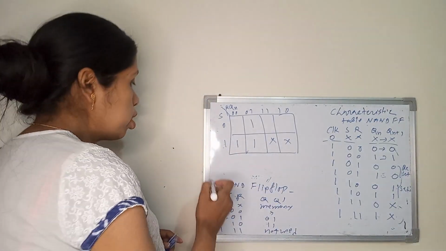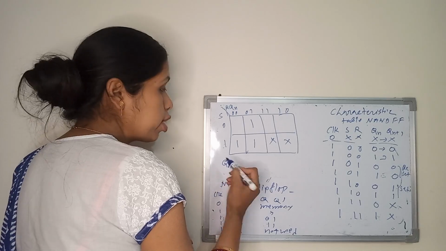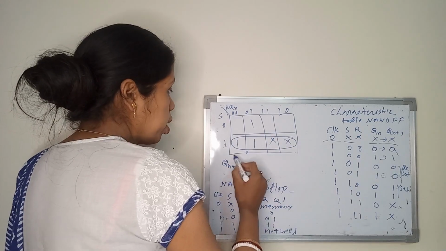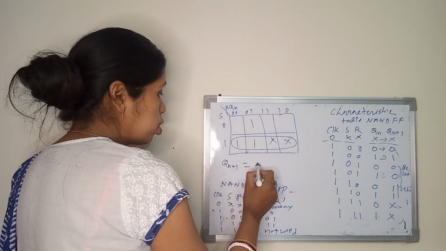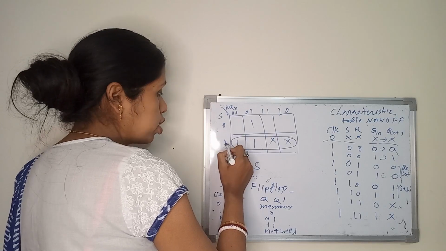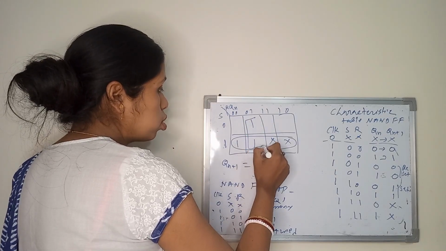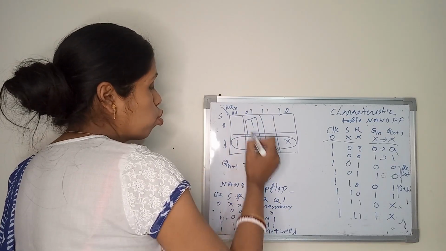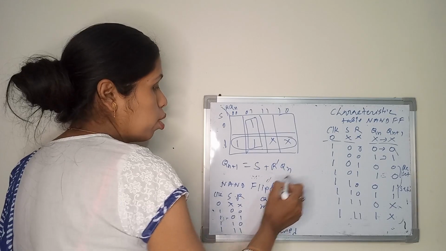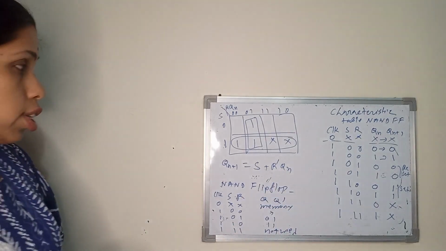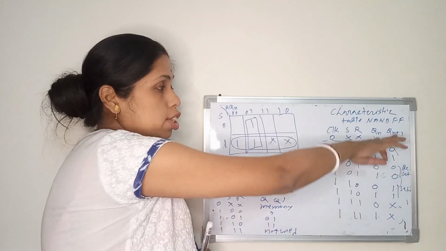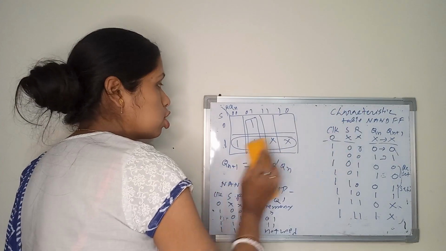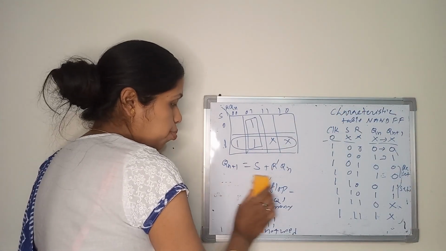Now I will get the relationship. What is my output? Output is Qn+1. I am doing the pairing here. If I do this pair, this is S, so only S is constant here. Now I can do this group. For this group, one variable is varying, so I have to consider R prime Qn. This is the simple K-map I am doing. These three are inputs and this is the output. So this is the characteristics table, and this is the characteristics equation.